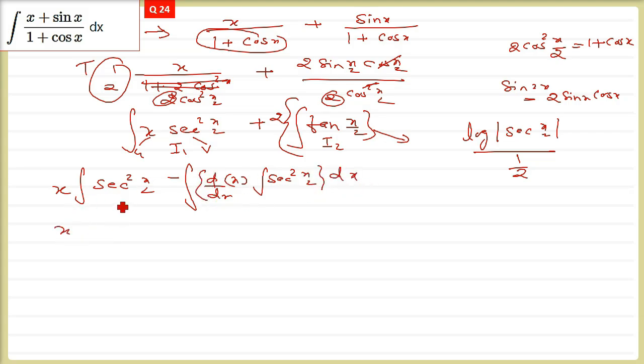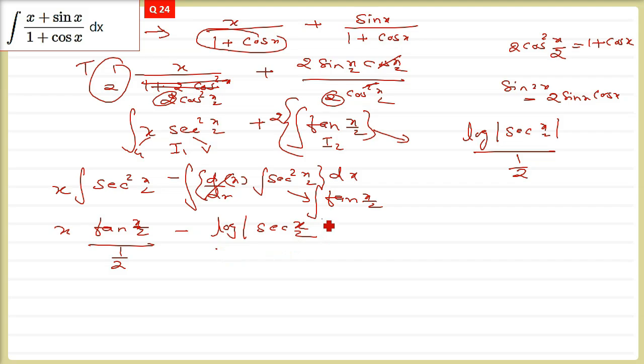Integration of sec square x by 2 is what? It's tan x by 2. Now what is the x by 2 differentiation? It will be half in the denominator. Minus d by dx of x will be 1. Integration of sec square x by 2 will be tan x by 2 again. And tan x by 2, the x by 2 will go with the differentiation, half will come, that will go in the denominator. Now again integration of tan x by 2 has to be done. So same thing what we have done, integration of tan x by 2, which is the last term. We have already done it: log modulus sec x by 2. So log modulus sec x by 2 will come with a half.